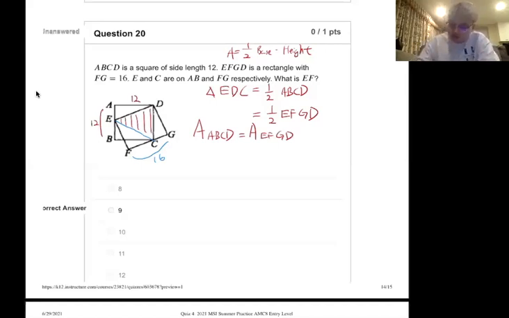And what is the area of ABCD? It's a square, right? So it's 12 times 12. And EFGD is a rectangle, so it's one side times the adjacent side. So it is EF times FG. And FG gives us a number 16. So EF would then equal 12 times 12 over 16, which will give us 9. And that is answer B.